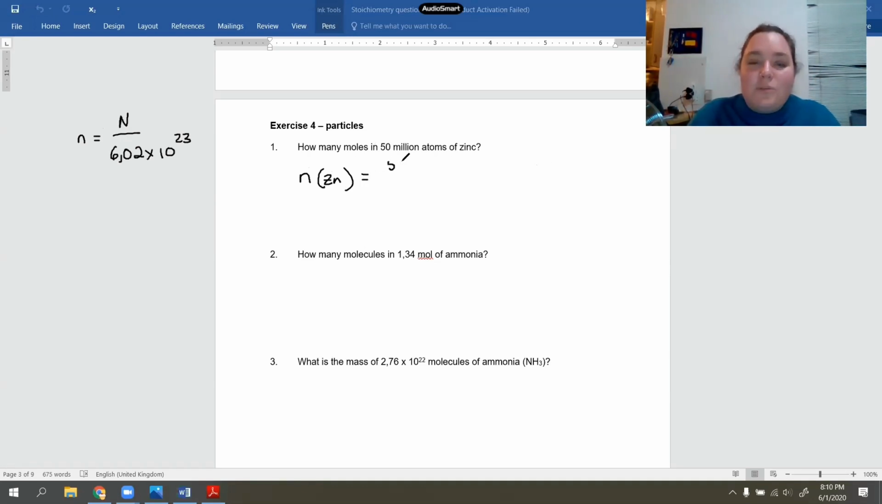So here, this is going to be 50 million. You could write out the zeros if you really wanted to. It's not going to make a difference. And then divided by 6.02 times 10 to the 23. Please make sure in your calculators that you get used to working with scientific notation. I strongly suggest good use of brackets here to make sure that you don't divide things incorrectly and leave bits at the bottom or at the top when they should be at the bottom.